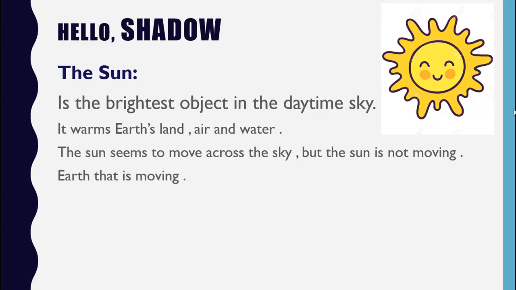Who do you think is moving, the sun or Earth? The sun seems to move across the sky, but the sun is not moving. It is Earth that is moving. So, who is moving? Earth is moving. The sun is not moving.